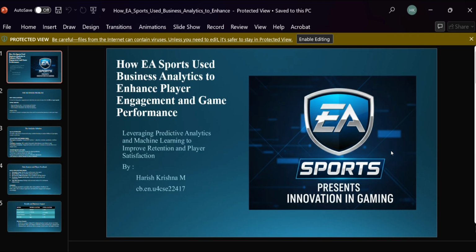In conclusion, EA Sports demonstrated that predictive analytics is not just about data, it's about creating better experiences. By using data science and machine learning, they turned millions of data points into smarter design decisions, personalized gameplay, and stronger player relationships.